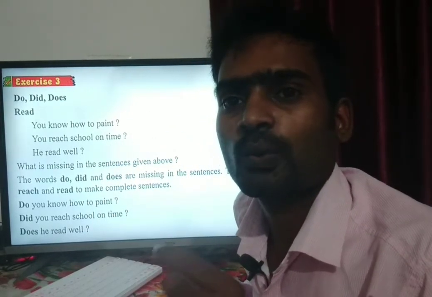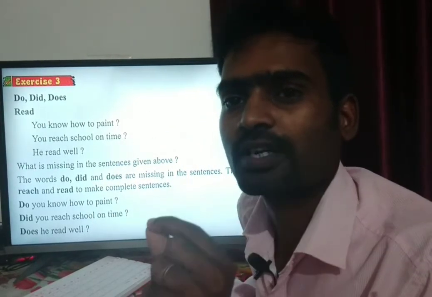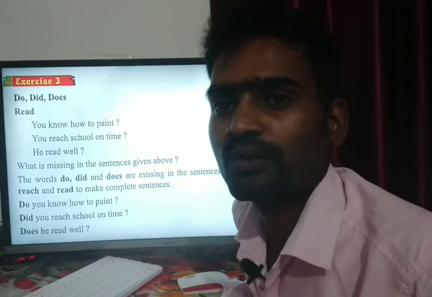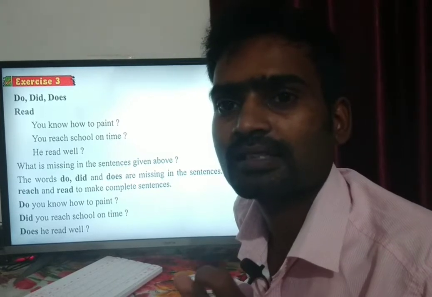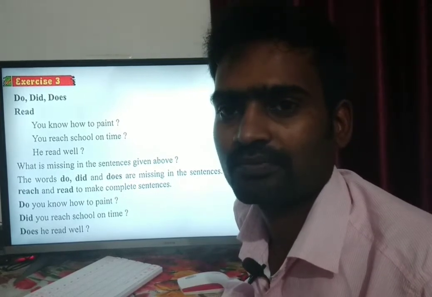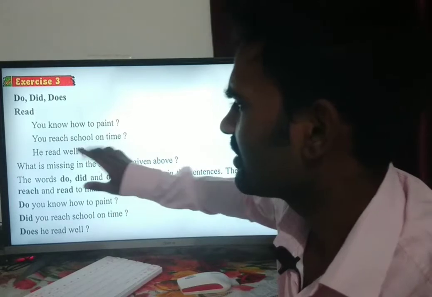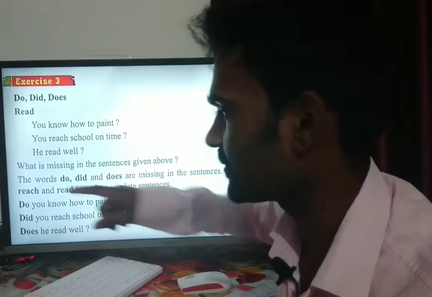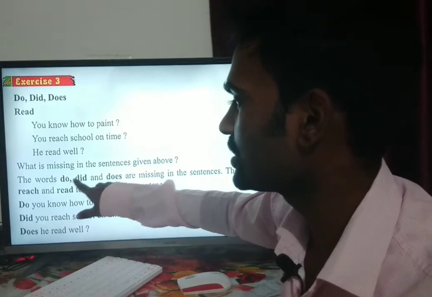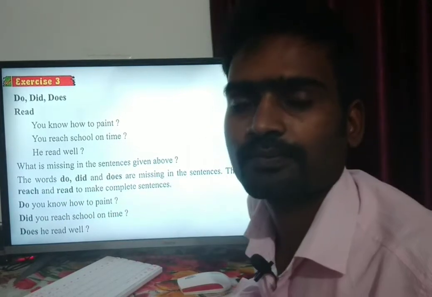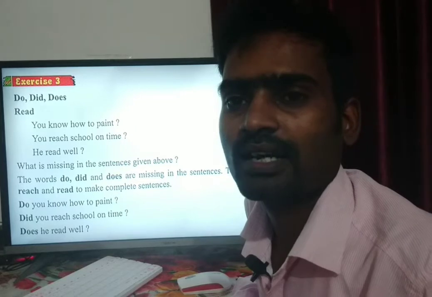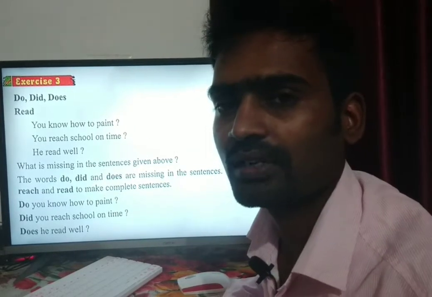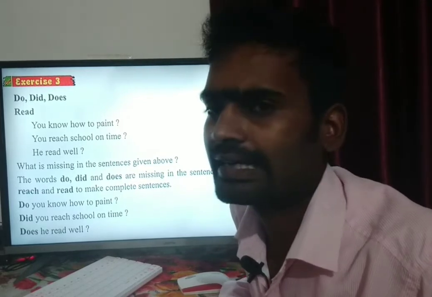But we have to use one verb in each sentence. Only then the sentence will become a correct one. Right, dear children? So here, what is missing in the sentences given above? Yeah, dear children, the words do, did and does are missing. Do, did, does are missing in the sentences. Right, dear children? What is do, does and did?